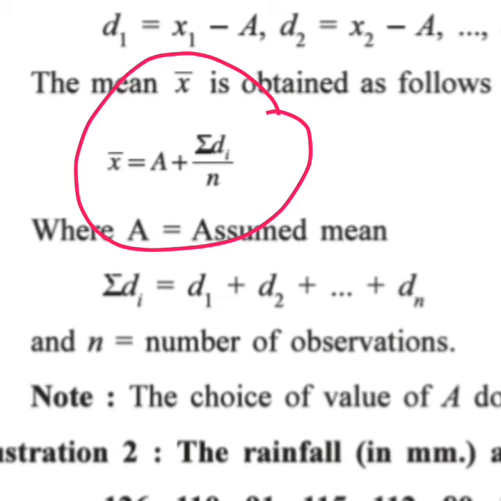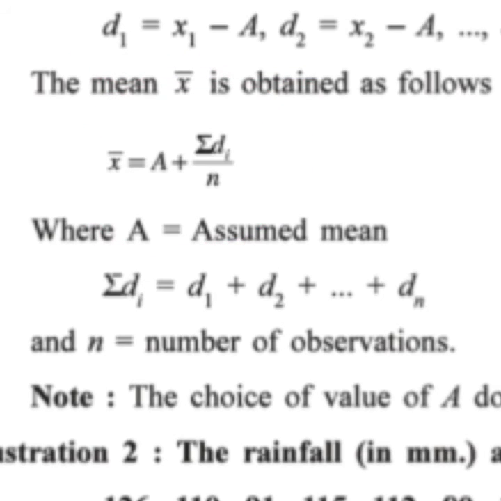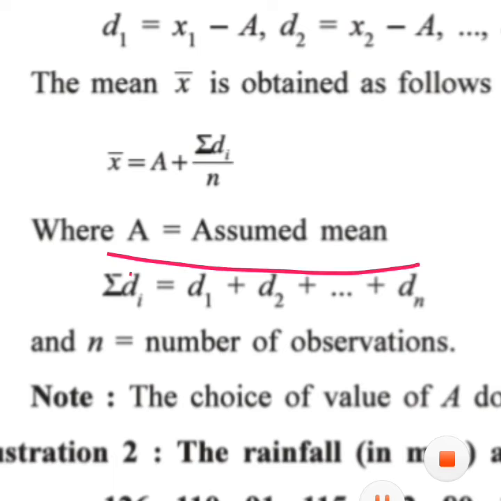Now what do we mean by sigma di? First of all, what do we mean by di? Di is defined as xi minus a. Now what do we mean by a? Over here we are going to see, first of all, what we mean by a. Your a is actually your assumed mean. A is what? Assumed mean.